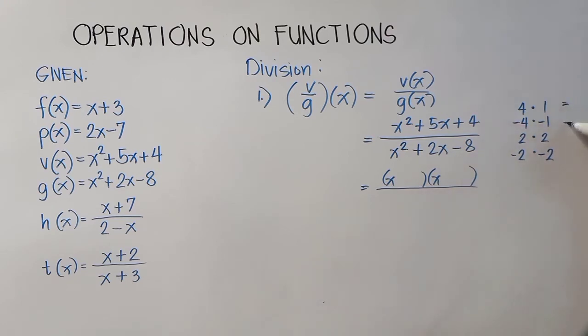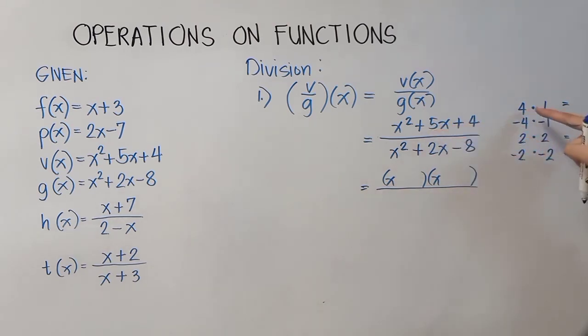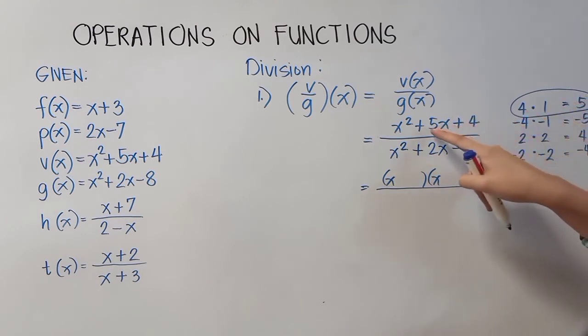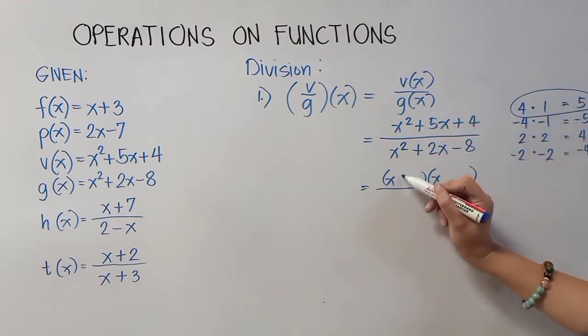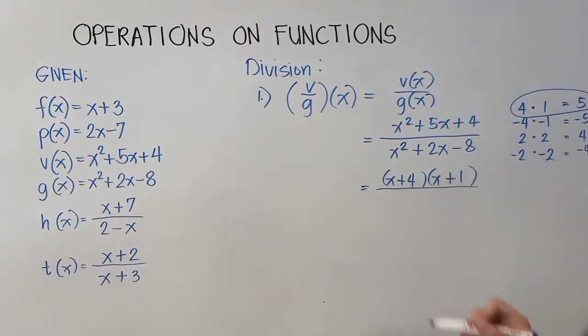Now we have to add each of these factors here. And our goal is to get the middle term, which is 5. So 4 plus 1 is 5, negative 4 plus negative 1 is negative 5, 2 plus 2 is 4, negative 2 plus negative 2 is negative 4. So among the pairs here, we have 4 and 1, which is equal to 5 when you add them up. So our factors are x plus 4 and x plus 1.